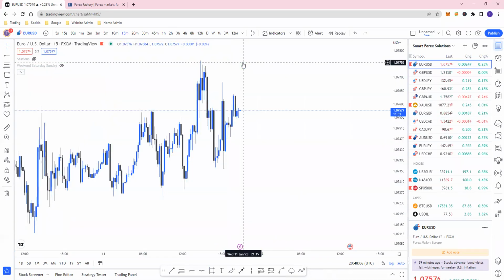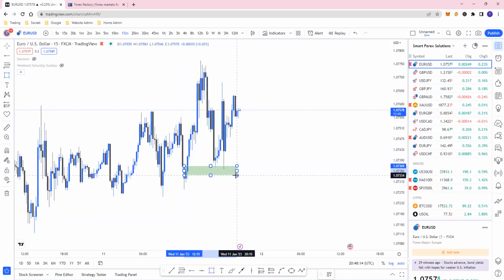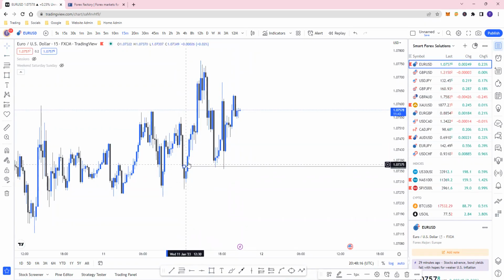Even then, you can see here, 15-minute time frame, price pushes higher, comes to this candle here, as well as filling in the imbalance.